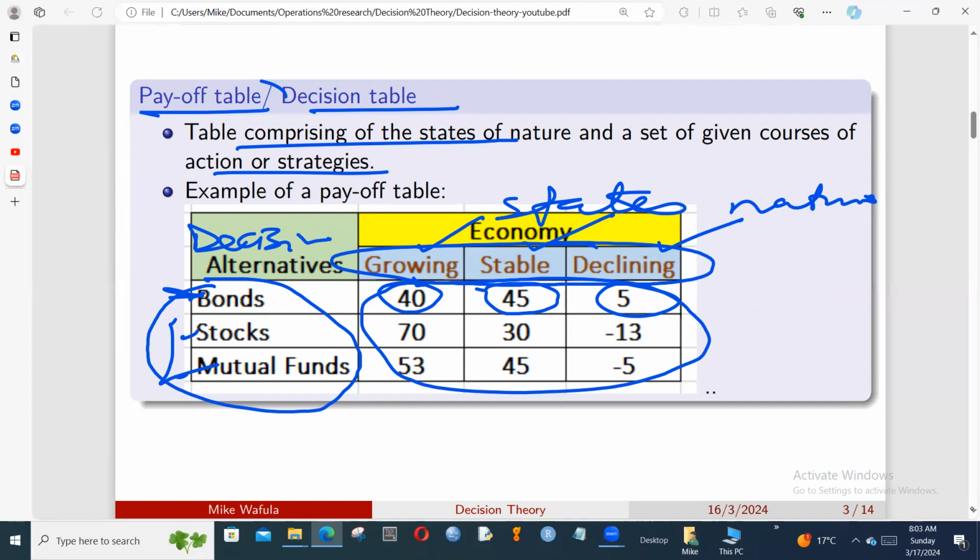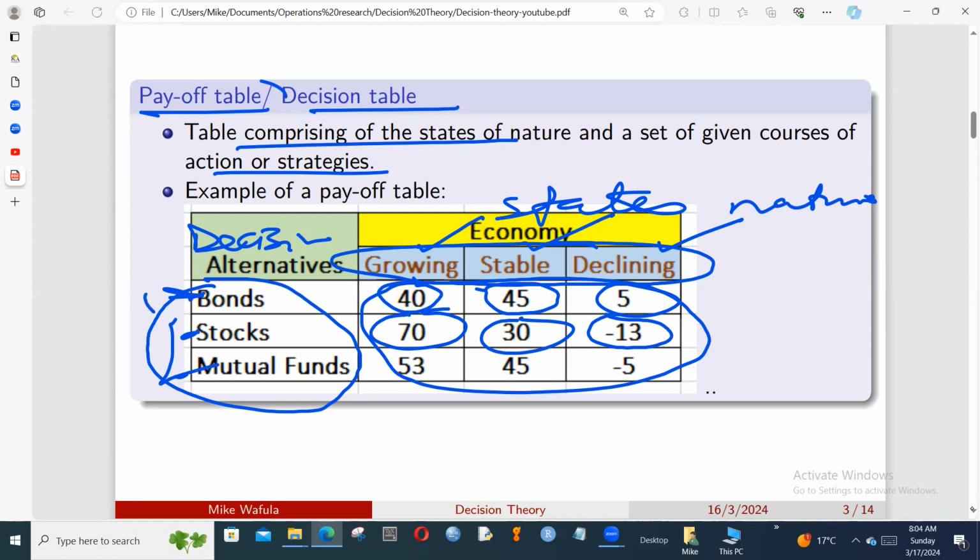as profit. When you check stocks, it will be fetching $70 as profit when the economy is growing. And when the economy is stable, it will be fetching 30, and when the economy is declining, we'll actually be making a loss of $13. That's why it is negative. So the negative means we're talking of a loss. So this could be returns or profits or output, and so on. That's why we are calling them payoffs. And so that's basically what we are going to be looking at.